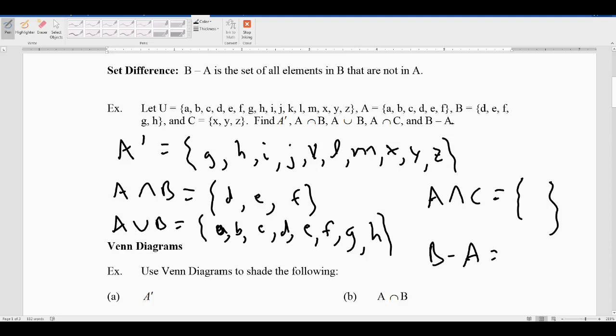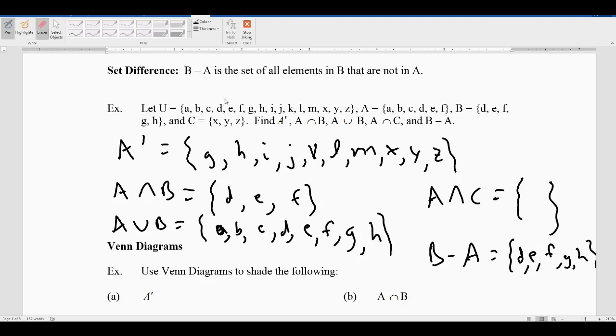Now the last one is B minus A. So for B minus A, I'm going to start with the B. I'm going to go ahead and just write it down. B is D, E, F, G, H. Now, when I say minus A, I'm going to subtract all the elements that are in A. So what's in A that needs to go? Is D in A? Yep. So I got to take that one out.